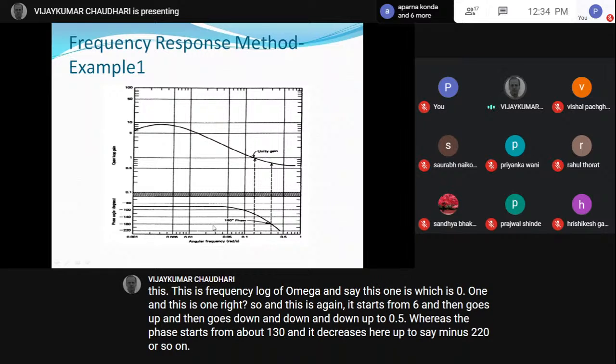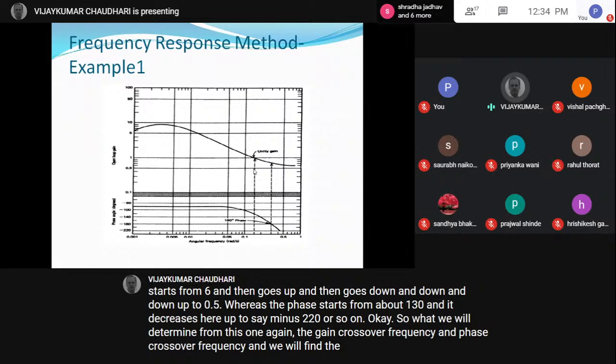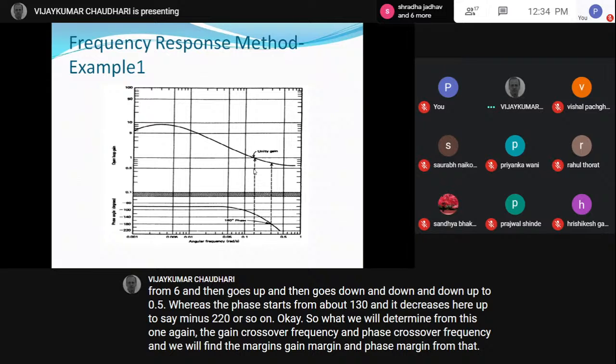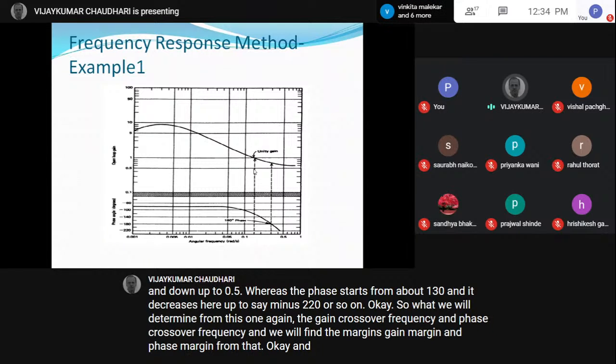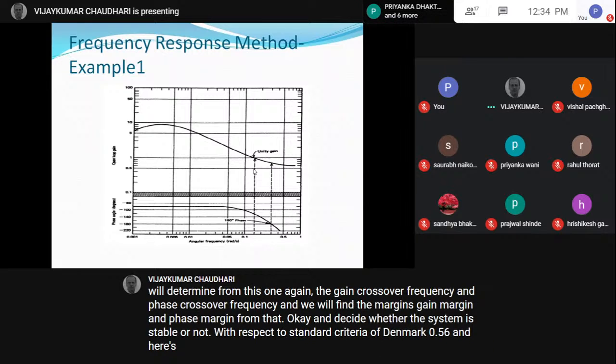So what we will determine from this again are the gain crossover frequency and phase crossover frequency, and we will find the margins, gain margin and phase margin, from that. And we'll decide whether the system is stable or not with respect to our standard criteria of gain margin of 0.56 and phase margin of 40 degrees. Okay, so let's see.